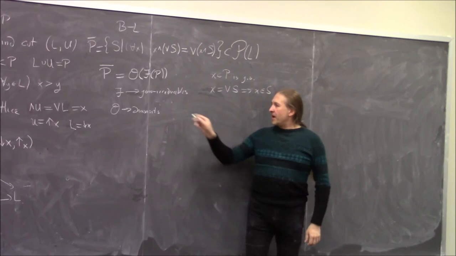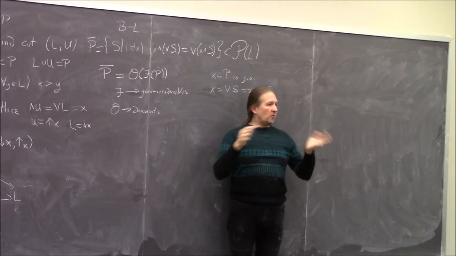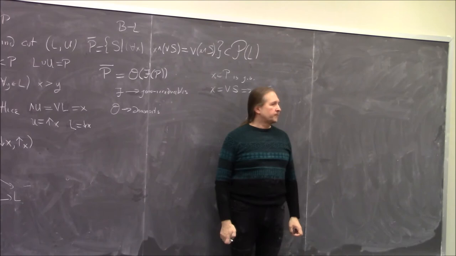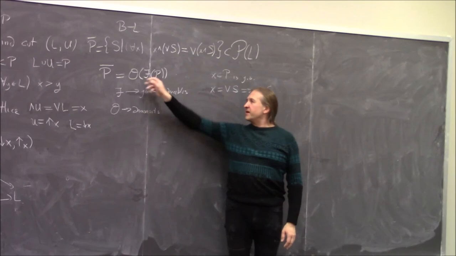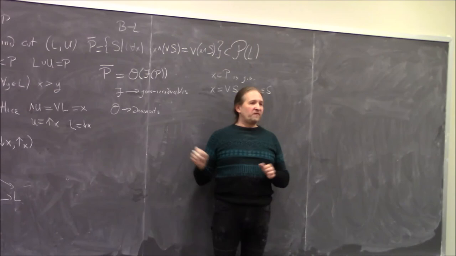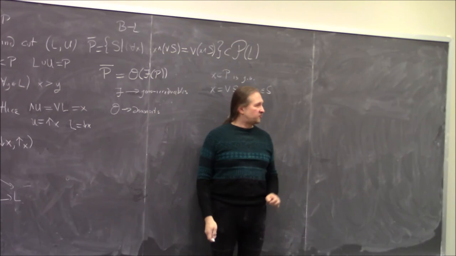Then by O, I simply mean, so O of X, where X is an ordered set, means the set of all down-closed sets of X. So I take all down sets of join irreducibles. And first of all, it's a known fact going back to Birkhoff that down sets of any ordered set are a distributive lattice. Finite, yes, this is finite.